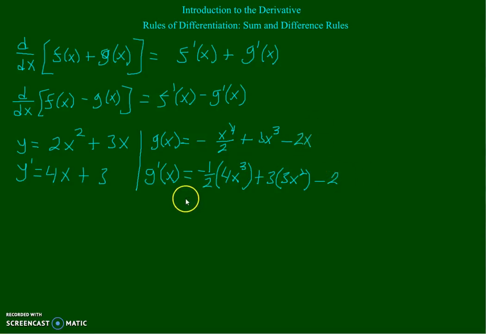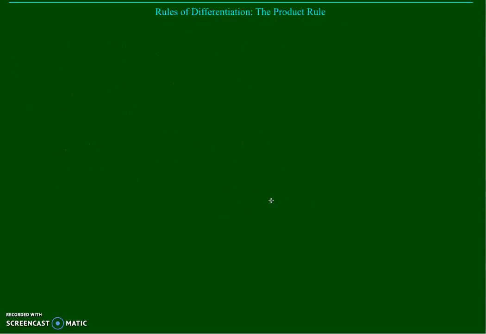Now to simplify this, we would say 4 divided by 2 is 2, so that's negative 2x to the third plus 3 times 3 is 9x squared minus 2. Now we're going to look at one of the other very important rules called the product rule.